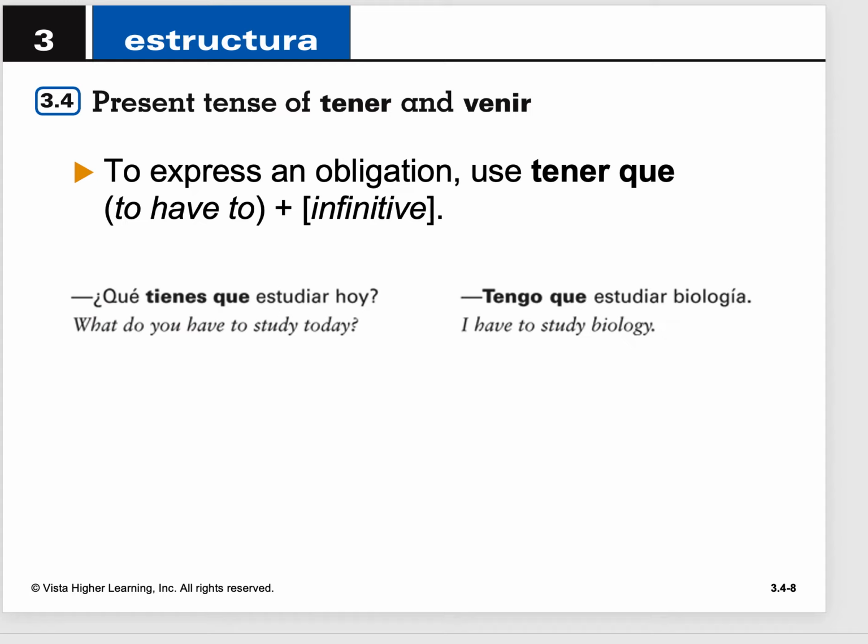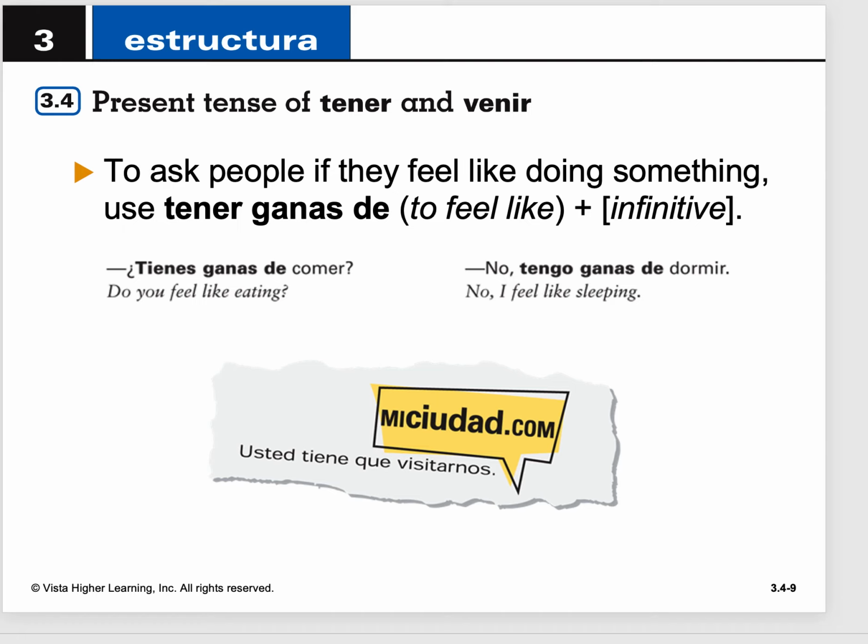To express an obligation, we would say tener que with the infinitive of the verb. So, ¿tienes que estudiar? Estudiar is not conjugated. It is left in the infinitive form, so to have to study. Tengo que estudiar, I have to study biology. Notice it's not I have what study biology. We're combining tener and que to give us an obligation with the infinitive at the end.